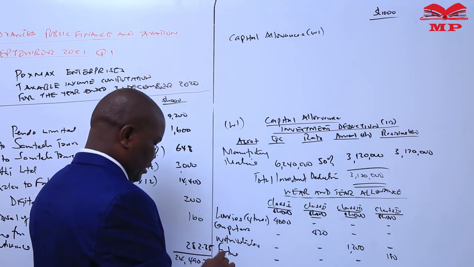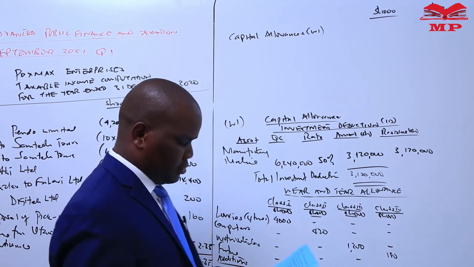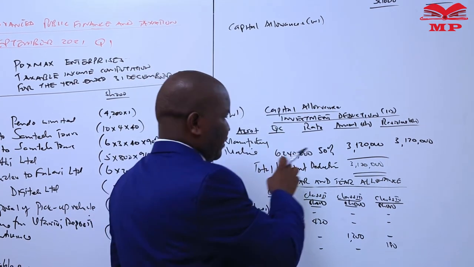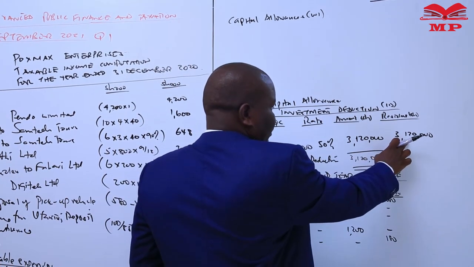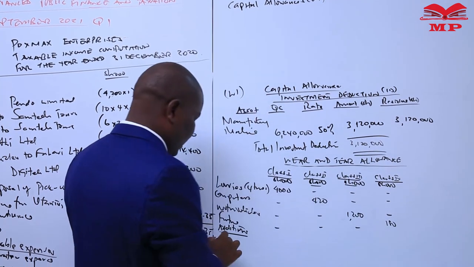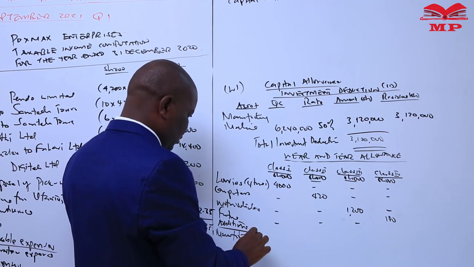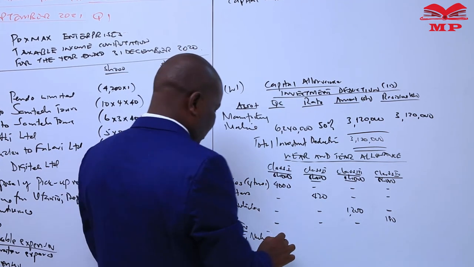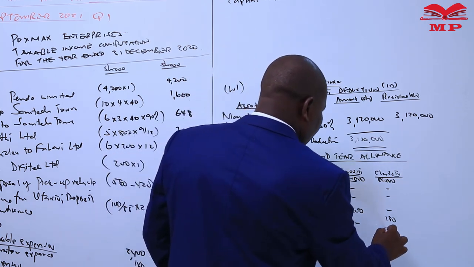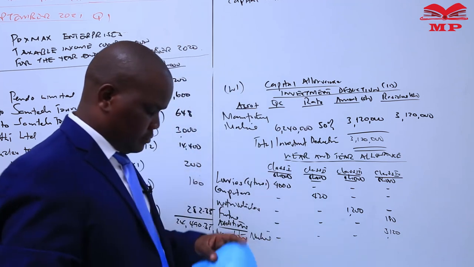The next step is to go to the additions. Additions mean what was acquired during the year. So then we go back to note 2. One, we had the machine, the manufacturing machine here. The residue here is 3.12 million shillings. So we write here manufacturing machine. So machine will belong to class 4 of wear and tear.